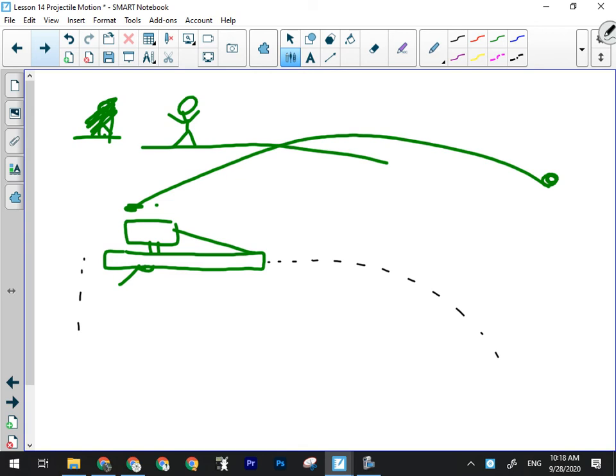So if I'm trying to hit a target, I have to account for the fact that the bullet will drop as it flies. So I have to aim up, higher. I have to aim above my target in order to hit it. The longer the flight time, the higher I have to aim because the more the bullet is going to drop. The faster it's going to drop.